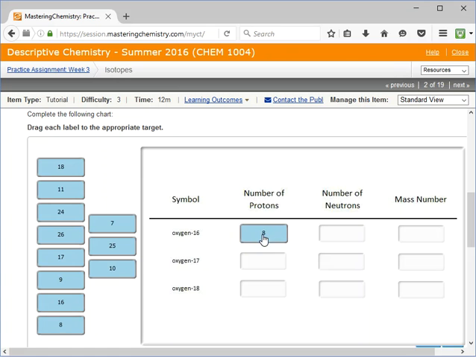Like that. How many neutrons do I have? Well, if it's oxygen 16 and I have 8 protons, then my number of neutrons also has to be 8, because 16 minus 8 is going to be 8. And so I drag my 16 over wherever it is right here.